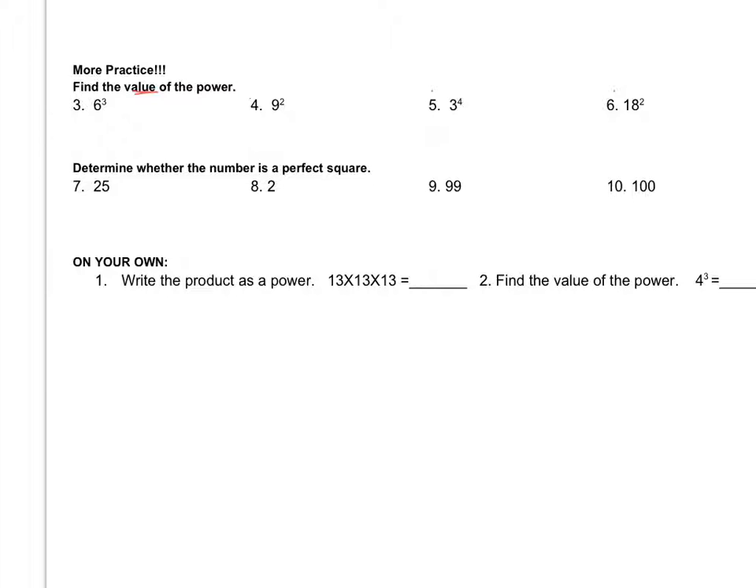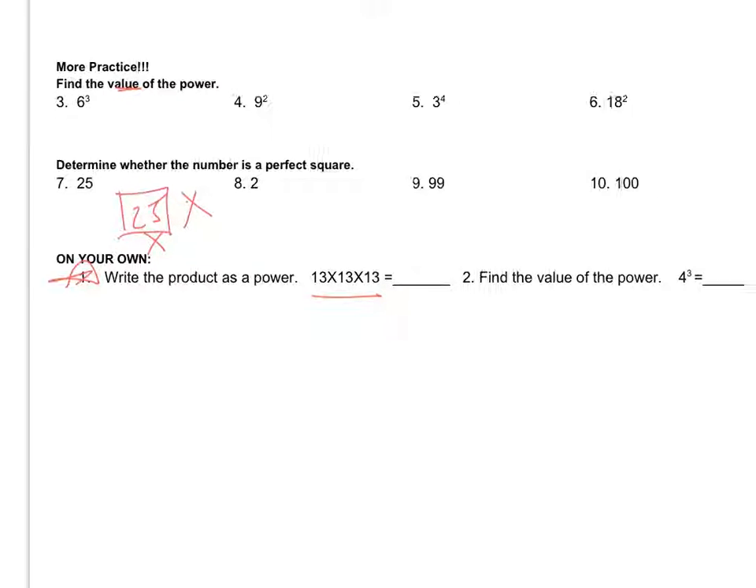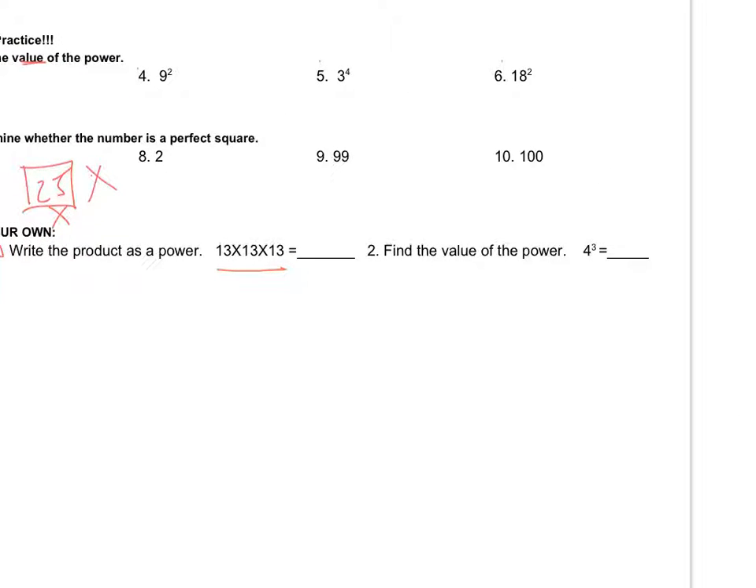And then with 7, 8, 9, and 10, again, make a square, put the number in the middle, and see if you can come up with two numbers that are the same when you multiply them. Then on the bottom, on your own, write the product as a power, and then find the value over here of what is 4 to the third power. Again, if you have any questions, please raise your hand and I will come around to help you.